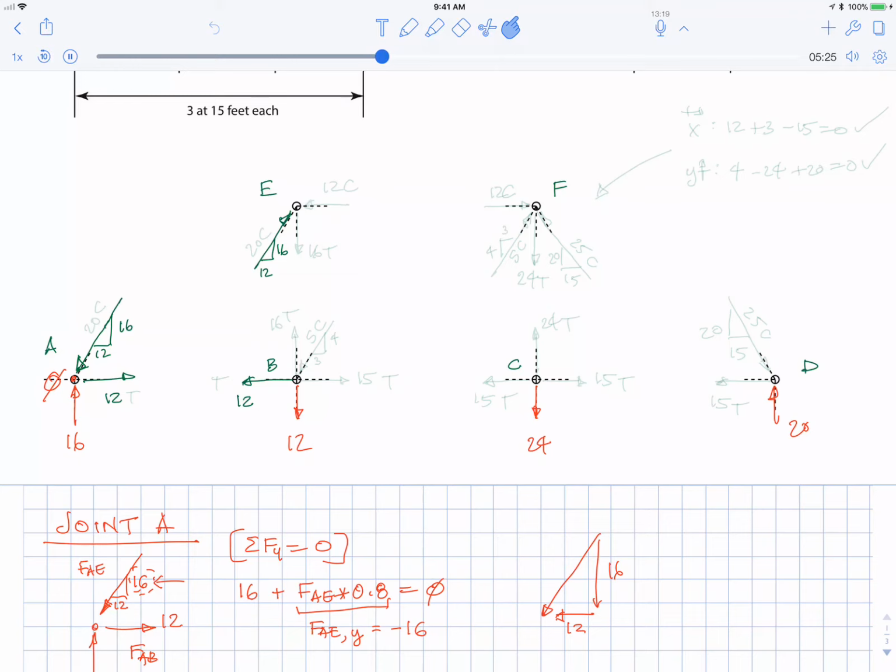Okay, so here we go. We got that this one was 16 coming down. That one was 16 going up, opposite. This was 12 coming across, pushing in. That has to be 12 compression in there. We still can't do joint F. There's 3 unknowns, but we can now do joint B. We're repeating the same process that we did before.